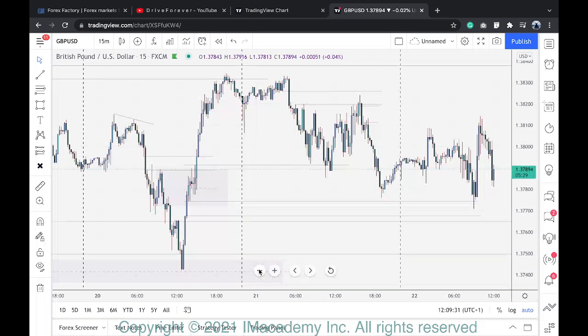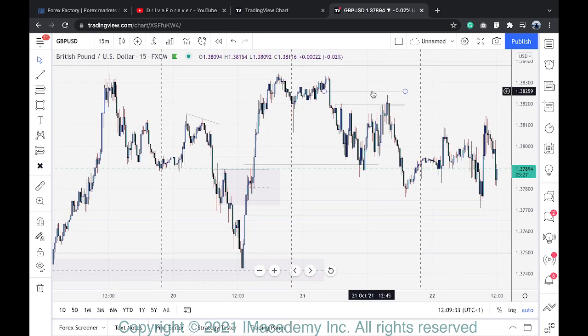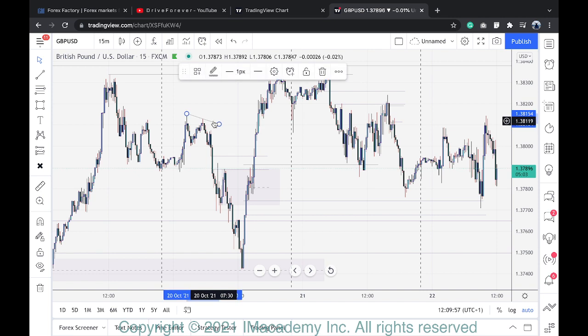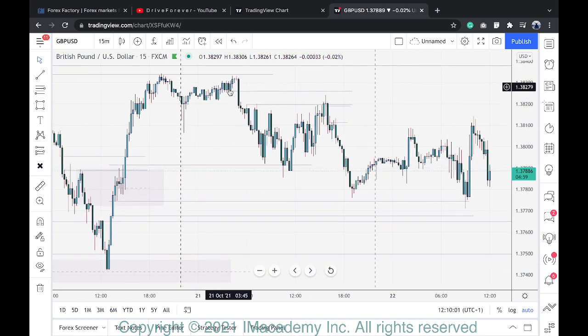So what I was looking for was whether we could potentially have a run through these levels. That was the only question I was asking myself. Could we see price run through these highs and expand up through this? Because obviously this is the lowest high of the career run, so I'll put a line there. This triple top is the lowest high of the career run. And what I was watching out for on GBP dollar was how we responded to this.